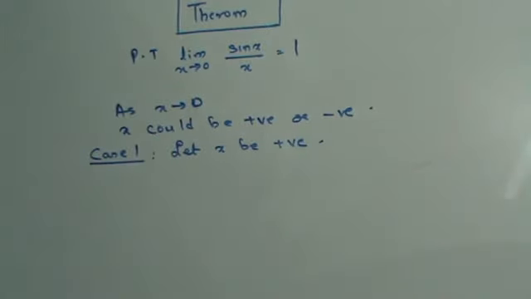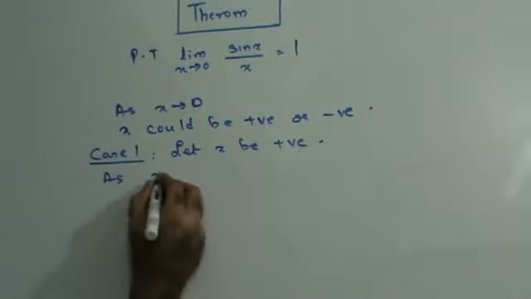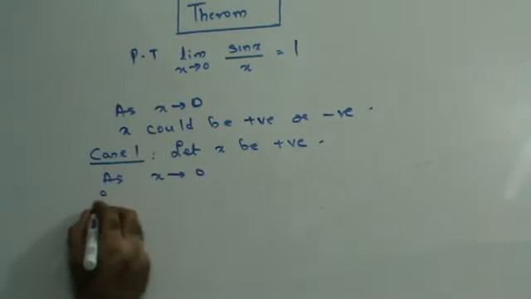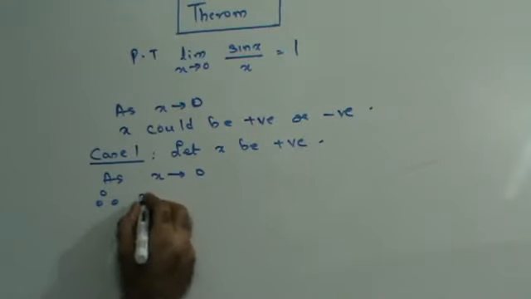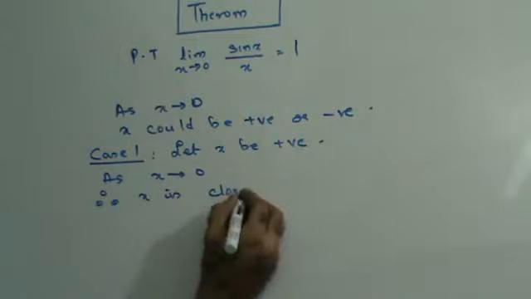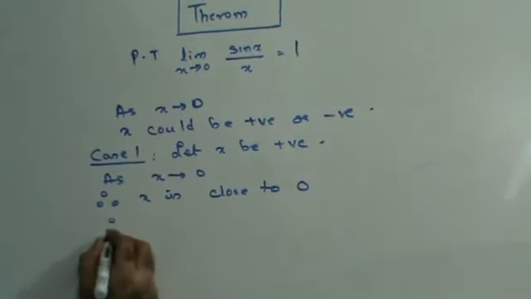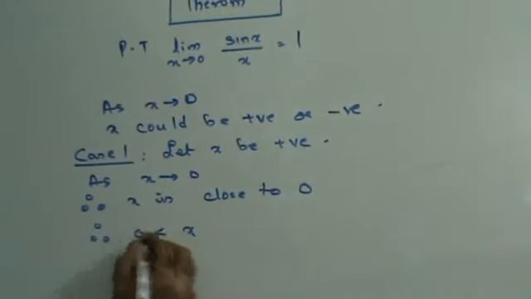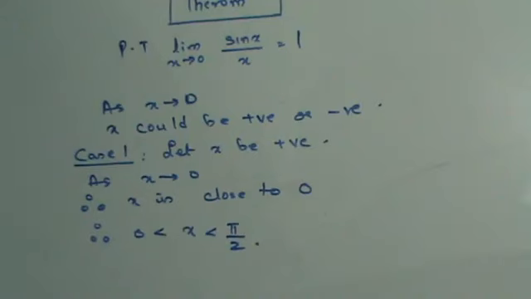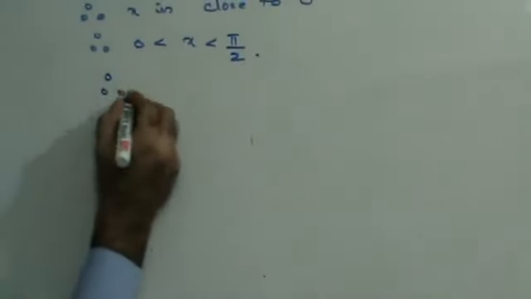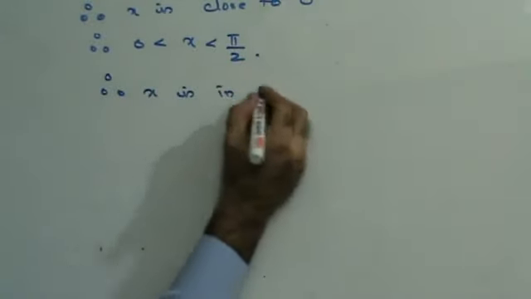Now, as x tends to 0, therefore I can say x is a number close to 0. Therefore, we can safely assume x to be greater than 0, since we have assumed that it is positive, and less than pi by 2. If x is greater than 0 and less than pi by 2, that means x has to be in the first quadrant. Therefore, x is in first quadrant.